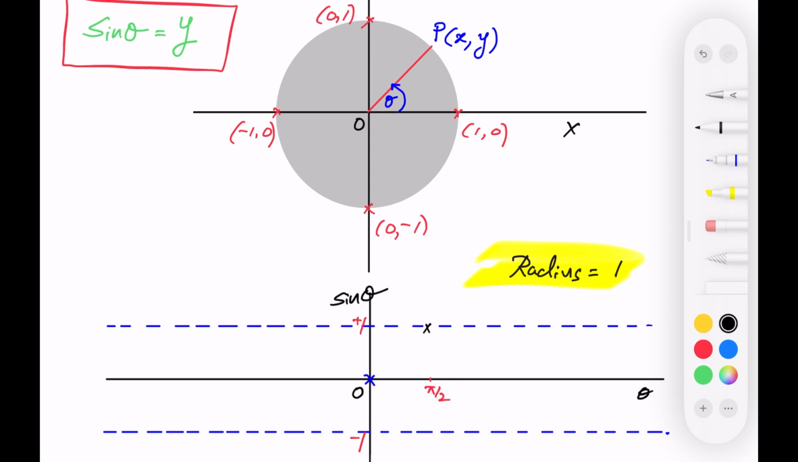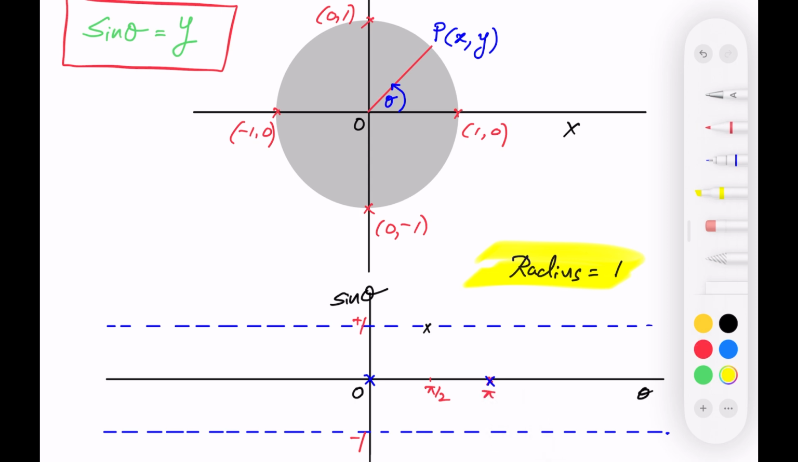And then the point P can come to this place as well. In that place, sine theta, which is given by y, is equal to 0. In that place, theta is equal to pi. Therefore, let me show pi somewhere here. At that place, sine theta is equal to 0. Therefore, this point is a point on the graph when theta is equal to pi.